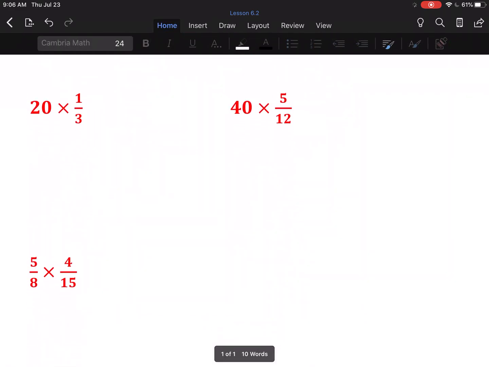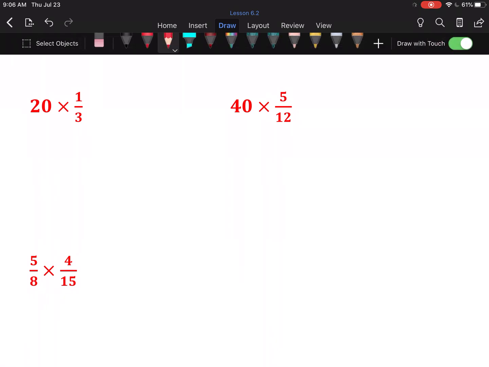20 times 1/3. The one thing we do need to know is that a whole number like 20 can be written as a fraction if we put it over 1. And that makes it easier to see the multiply straight across part. 20 times 1 is 20. 1 times 3 is 3. That's an improper fraction, of course. You can't give me that.